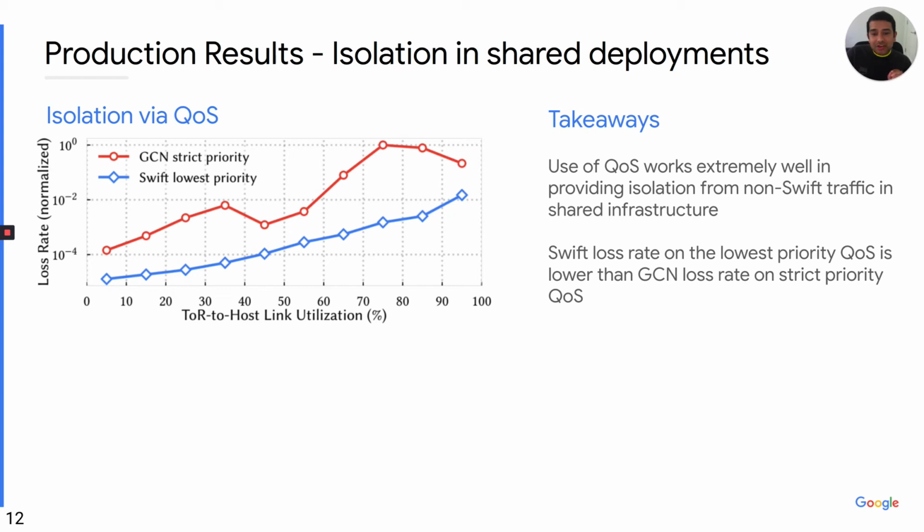And what is interesting is that the Swift loss rate on the lowest priority COS queue is actually lower than the GCN loss rate on strict priority COS.